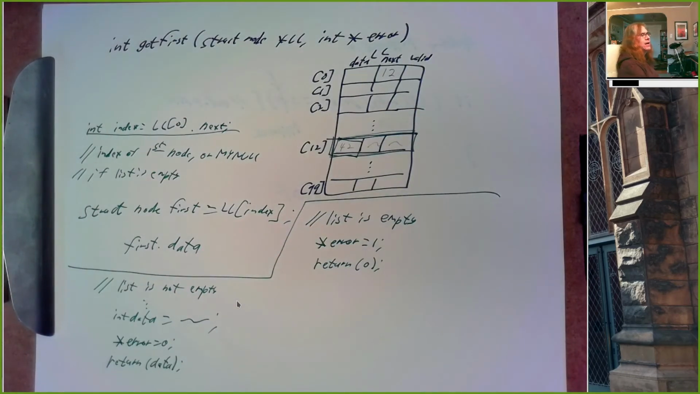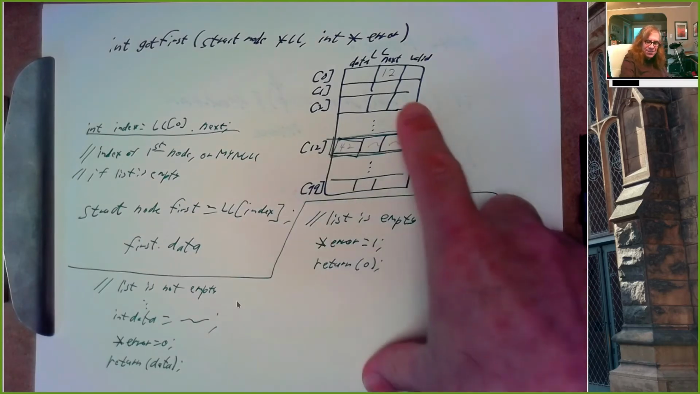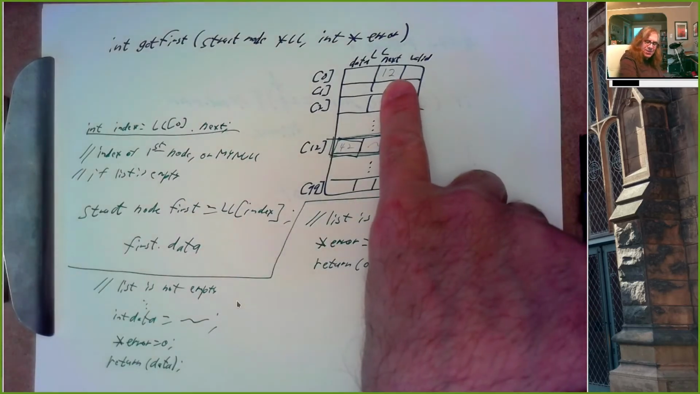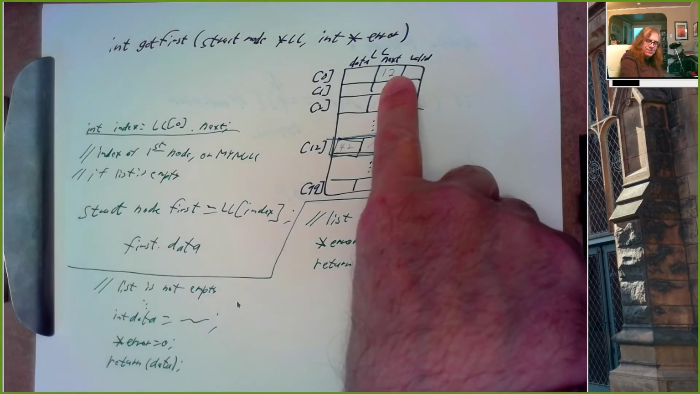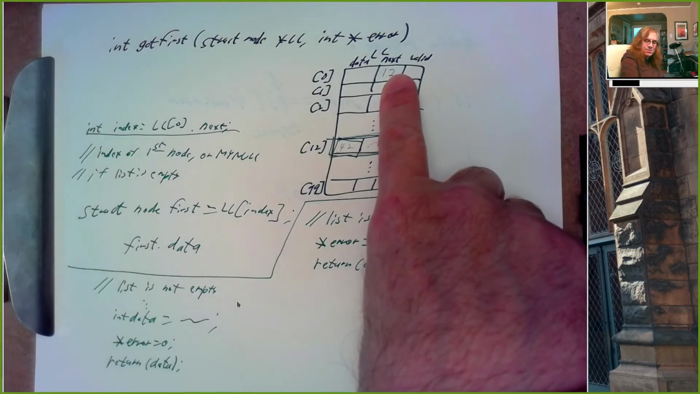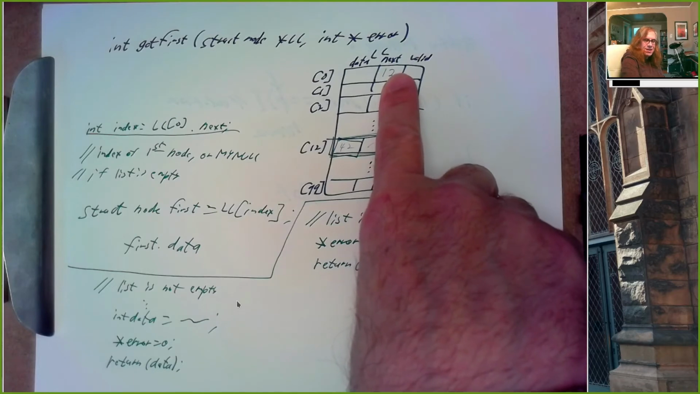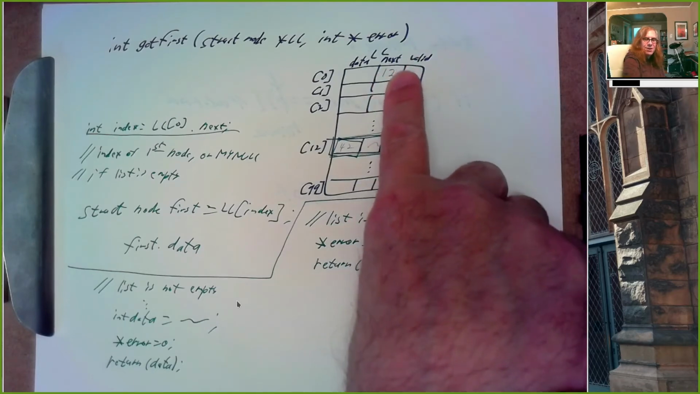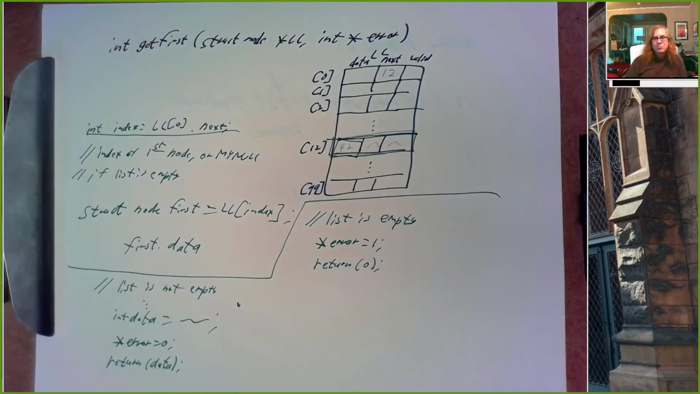Absolutely. How do I check if LL[0].next is pointing to MYNULL? LL[0].next is the index of the first node. It's an integer. How do you check if an integer is equal to MYNULL? If LL[0].next equals MYNULL. It's just a comparison. You have to define MYNULL, right? Definitely.